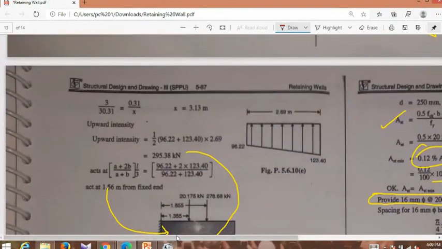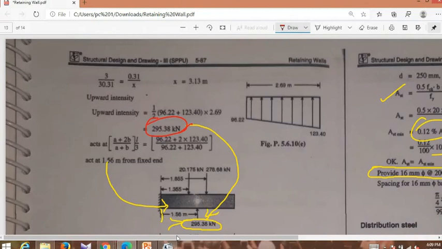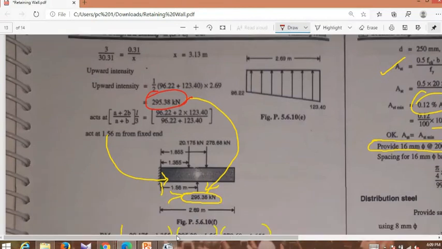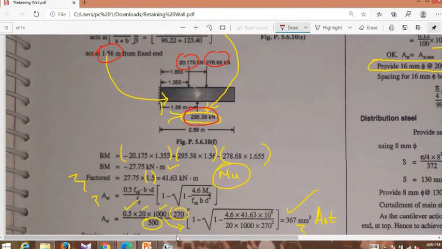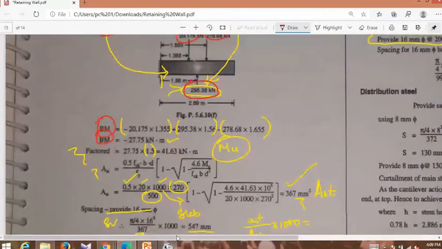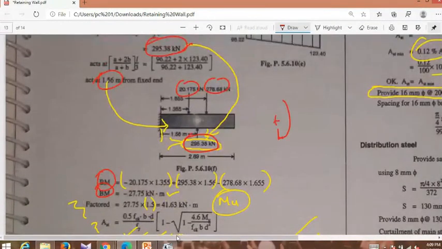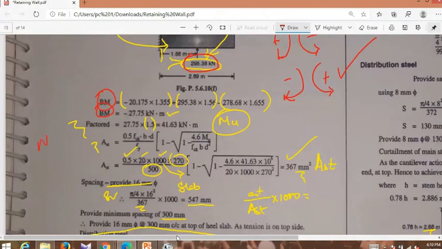So after that, what we will do? We will convert it into the load. Okay, upward intensity we have got 295.38, and we will determine the distance. So we will substitute all the loads here. We will take the moment, resulting moment. Either you take clockwise as positive, anti-clockwise as negative, or clockwise as negative, anti-clockwise as positive. Better go for this one. Then you will get the moment, factor it, you will get the ultimate moment.